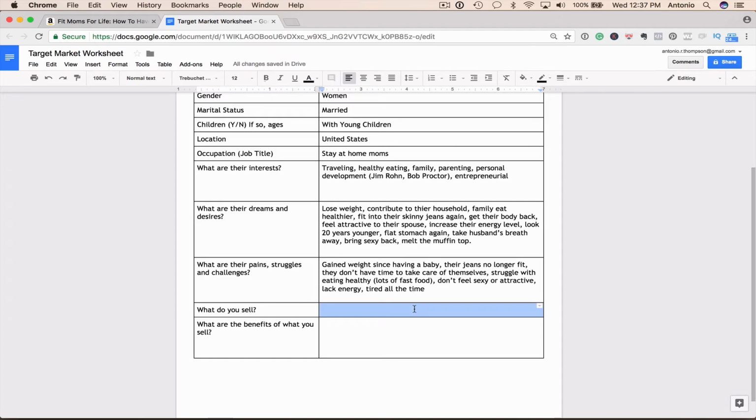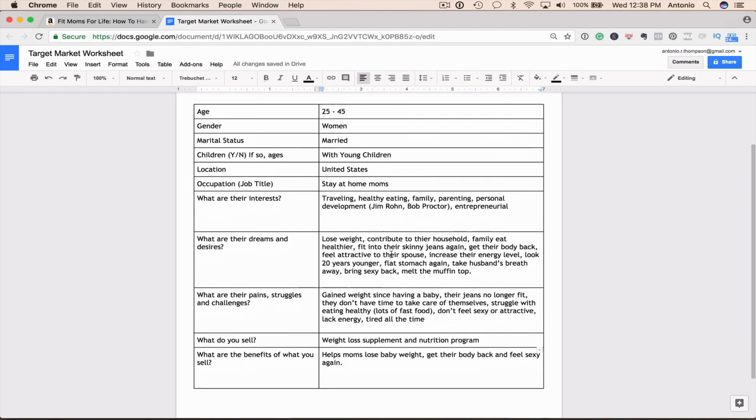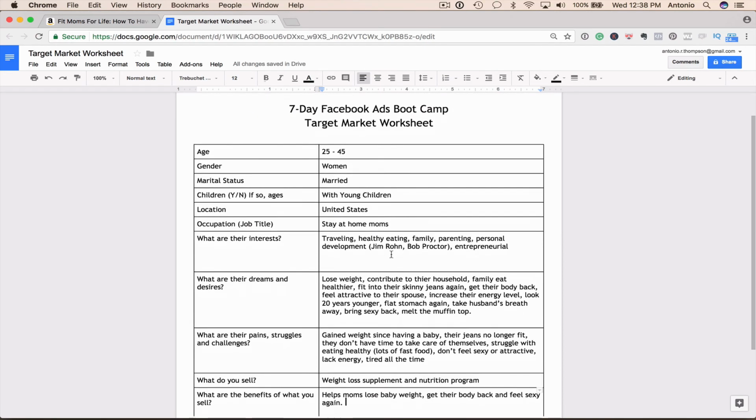Those are good things. So what do you sell? All right, maybe you sell a weight loss supplement and nutrition program, right? And what are the benefits of what you sell? Well, it helps moms lose baby weight, get their body back, and feel sexy again. Okay, so this is how you would complete the target market worksheet.